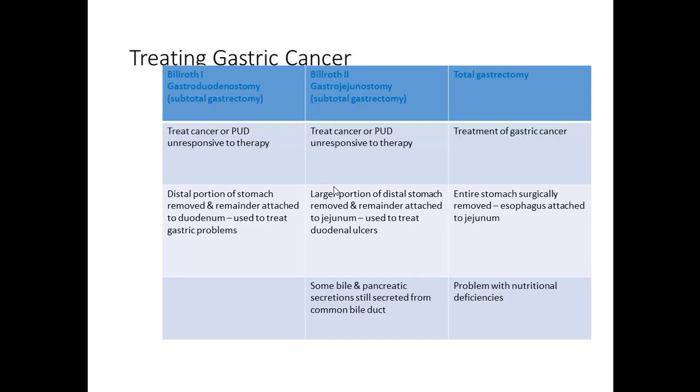And then there's a total gastrectomy. This is strictly for cancer only. They won't do it for ulcers or PUD. The entire stomach is removed, so they attach the bottom of the esophagus to the top of the jejunum. The biggest issue with this, like we talked about with the gastric bypass and the Roux-en-Y procedure, is that the food doesn't have enough time to sit in the stomach and absorb the nutrients that this person needs, so they will have issues the rest of their life with nutritional deficiencies.